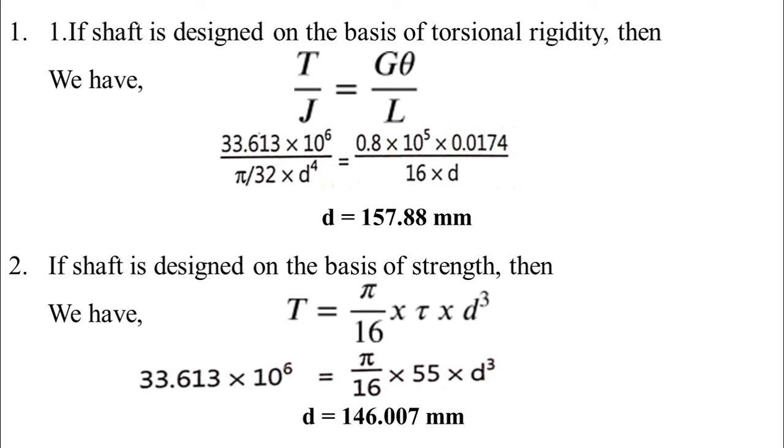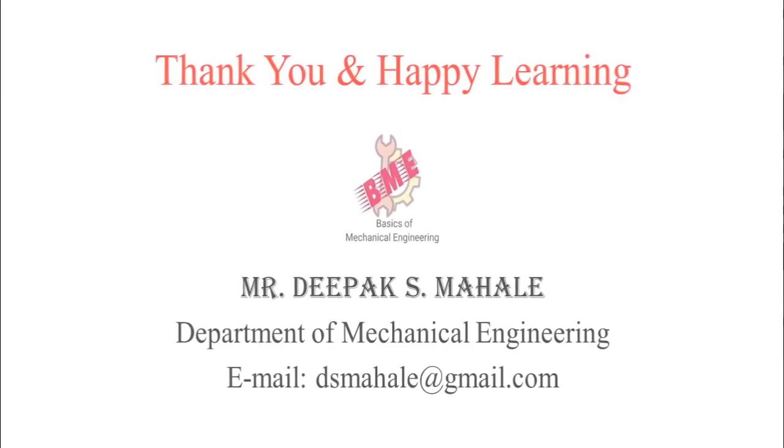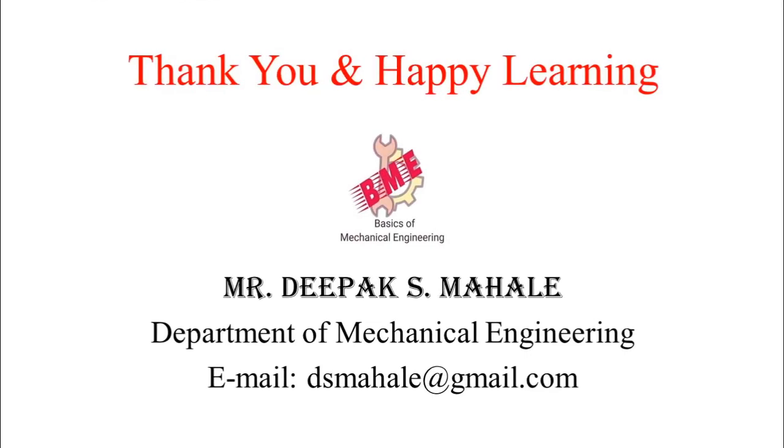From these two values, we have to take the larger value, that is 157.88. That is your final answer. Means we have to convert that into the next even digit, so we can take the final diameter as 158 mm or 160 mm. Both are correct for this. In this video, we have seen the problems on twisting moment only and the problem on the basis of rigidity.